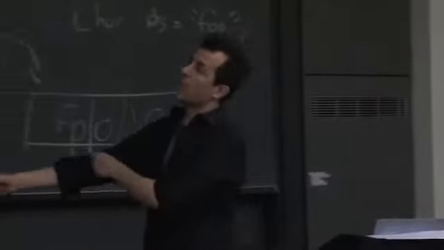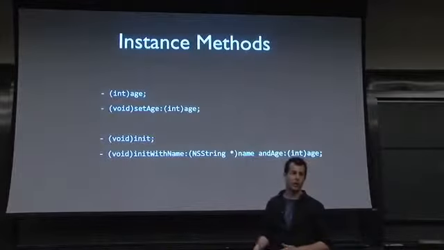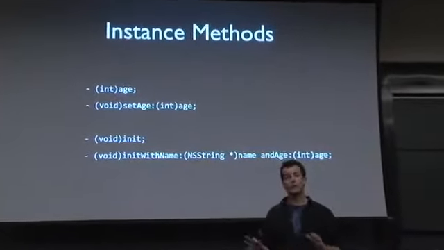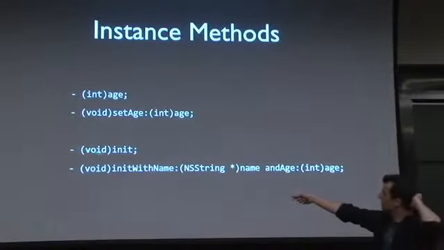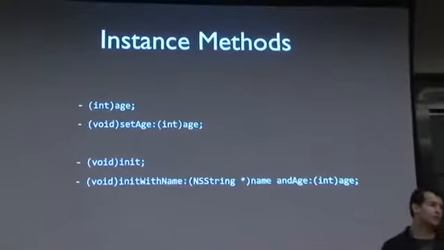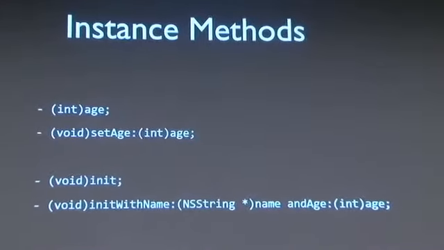Now another type of instance method that's quite common is this. An init method exists in most every class, even if it doesn't do much or anything at all. Typically it returns void, as in this case here. And it's meant to initialize an object, and we'll see examples of this.